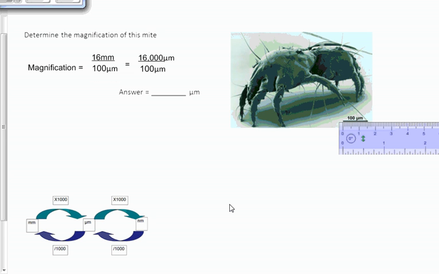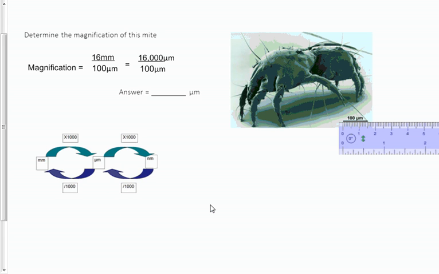So continuing with our calculation, we find that 16 millimeters, our measured size, divided by 100 micrometers must be equal to our calculation. And as in our previous examples, we need to convert the millimeters to micrometers by multiplying by 1,000. That gives us 16,000 divided by 100. So our final answer is going to be determined by dividing 16,000 by 100. That should give us an answer of 160.